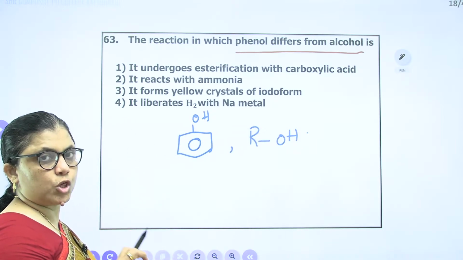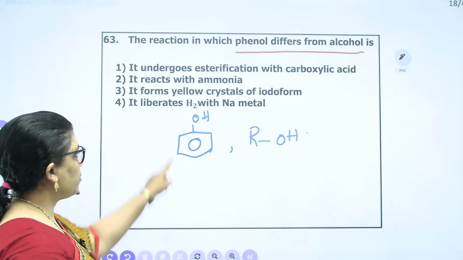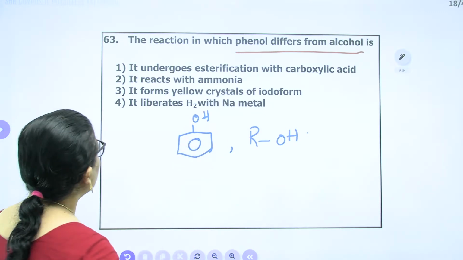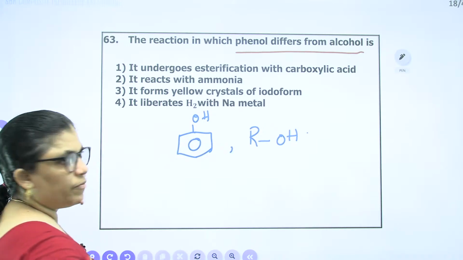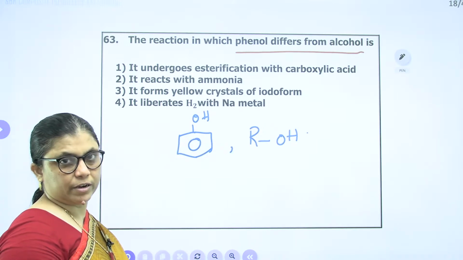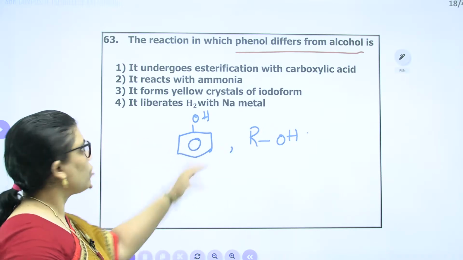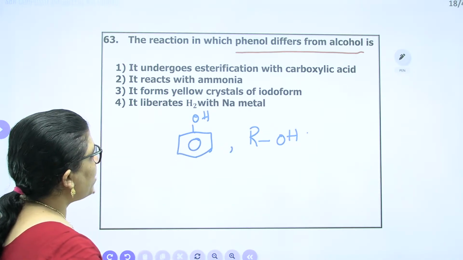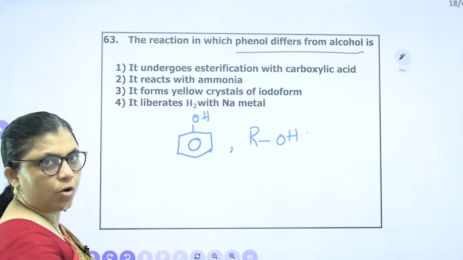Aliphatic, this one is a chain with an OH group. This is aromatic with OH and that is aliphatic with OH. What did they say? It undergoes esterification with carboxylic acid. Both can undergo it, we do not need to think. It reacts with ammonia, both can react. It forms yellow crystals of iodoform.